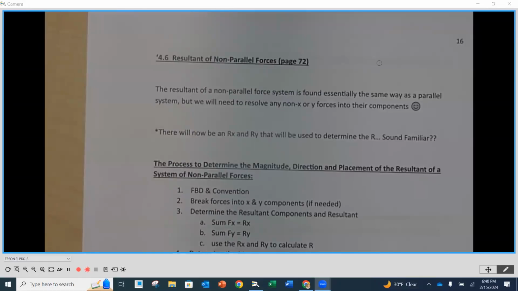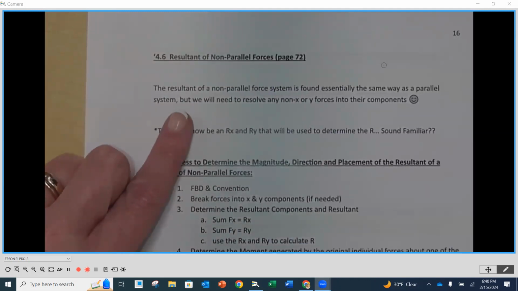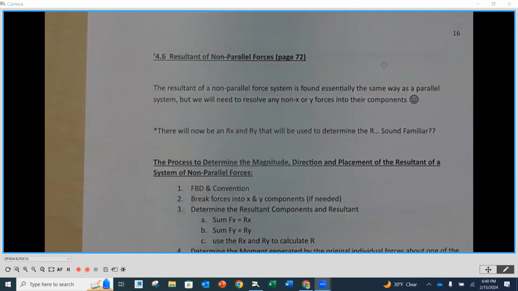Okay, so in section 4.6, we're going to be looking at resultants now of non-parallel force systems. So the last section, we were looking at forces that would never intersect. Now we have ones that are going in different directions. So the resultant of a non-parallel force system is found essentially the same way process-wise, but we are going to need to resolve at times any non-X or Y forces into their components.